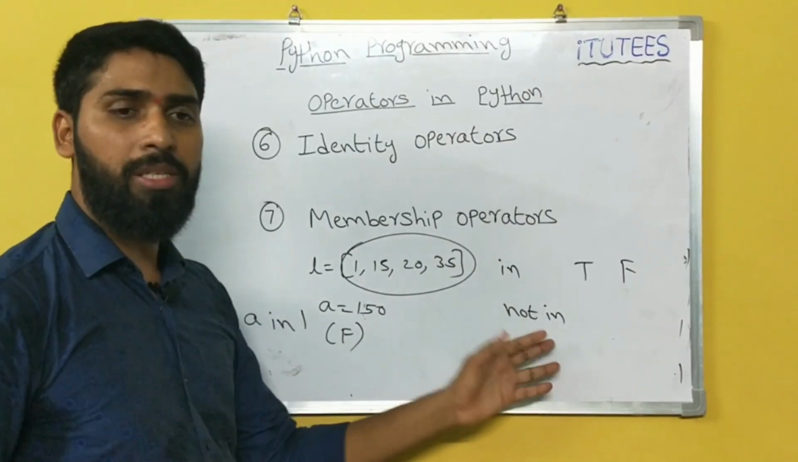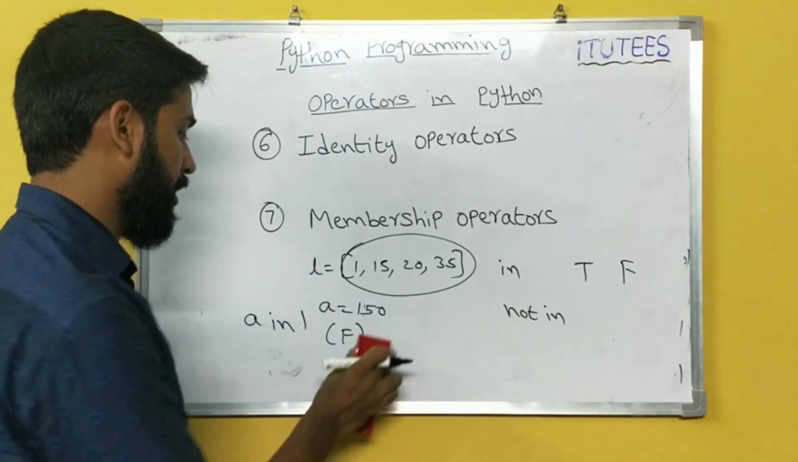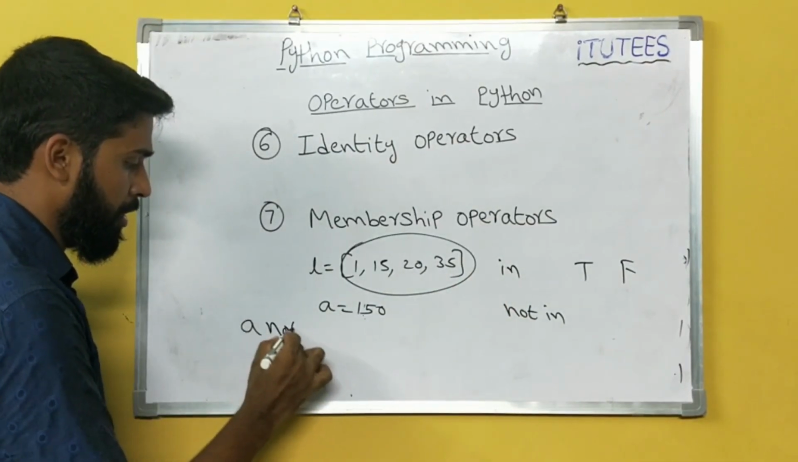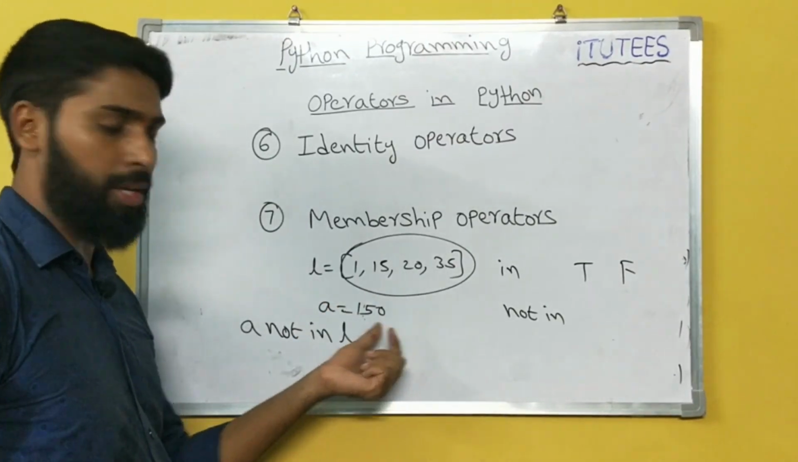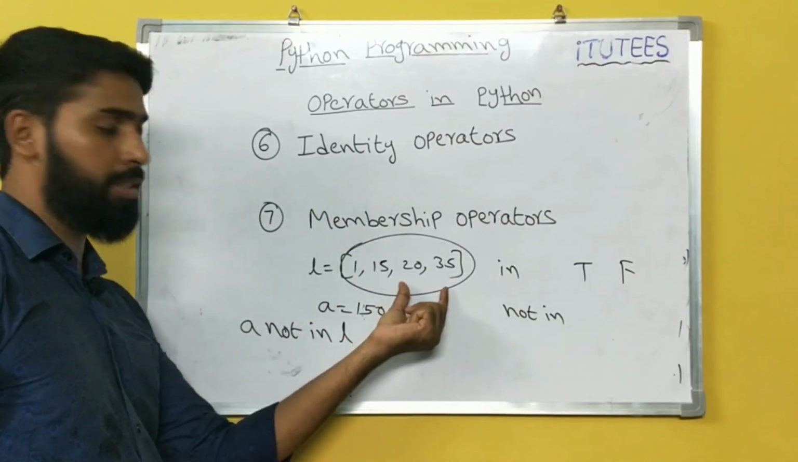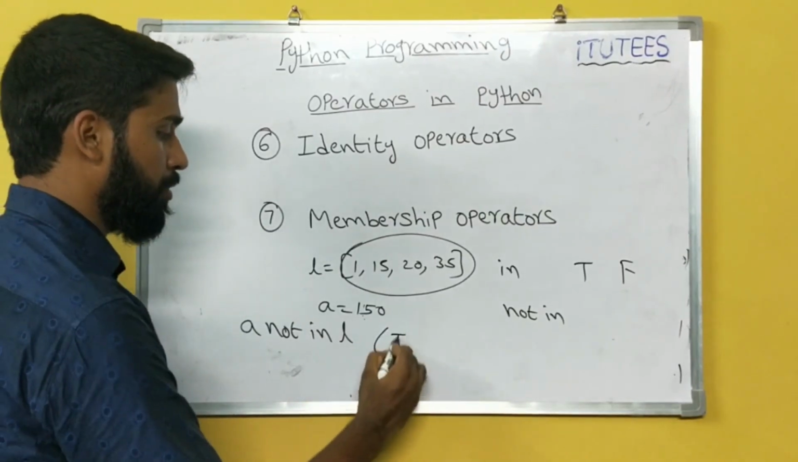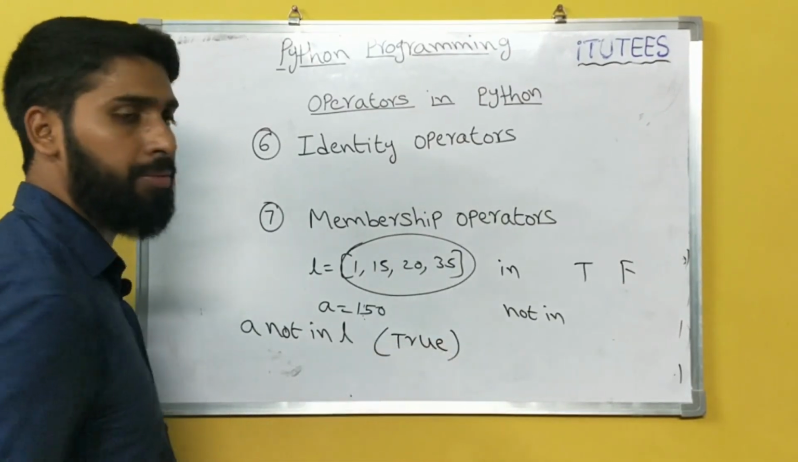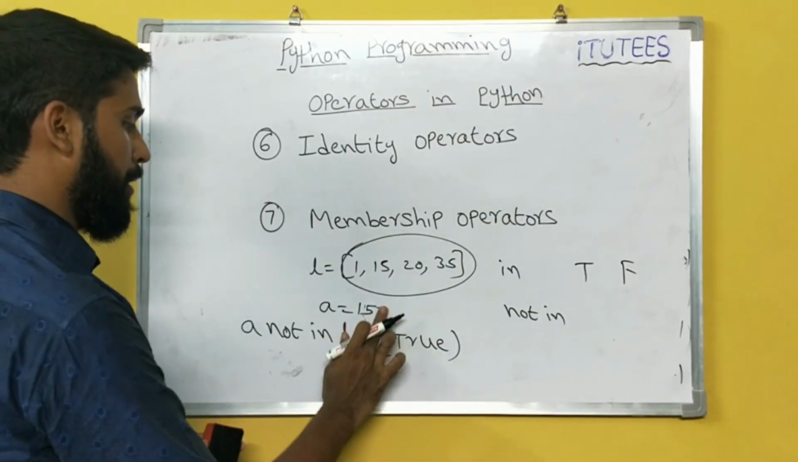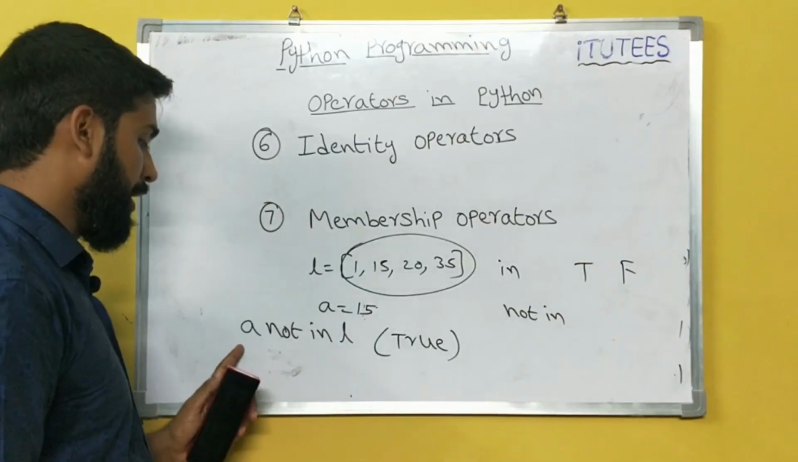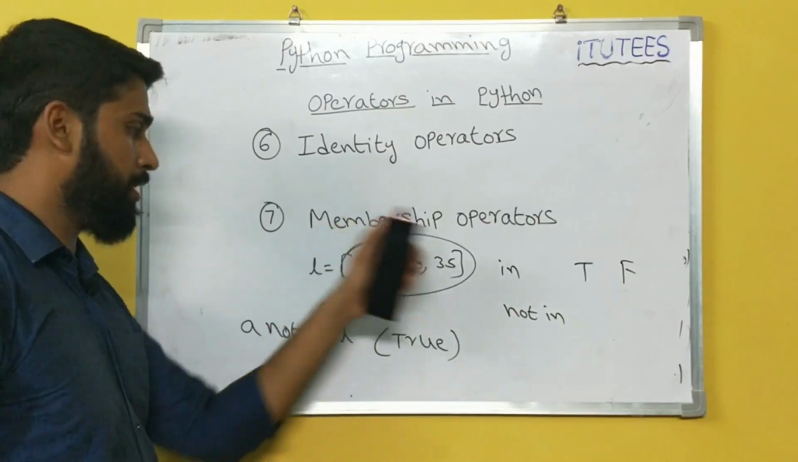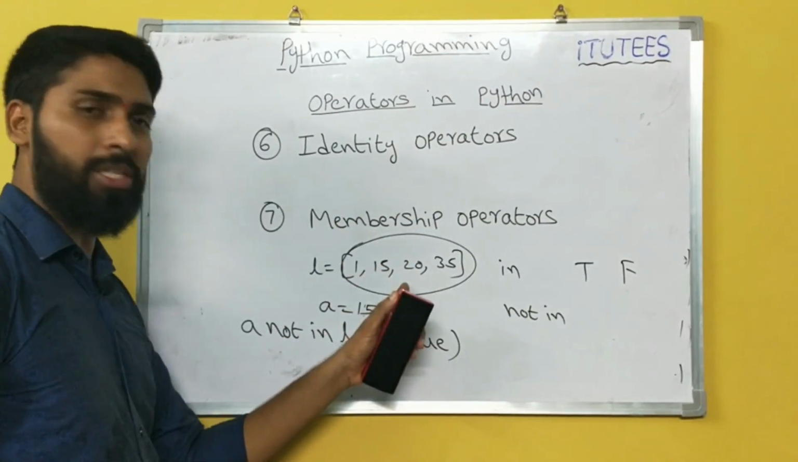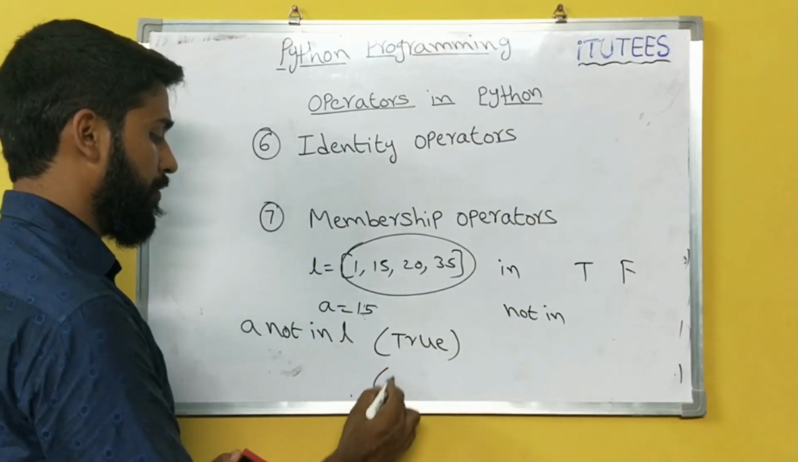And not in is the reverse of in. a not in L. So a equals 150, and 150 is not in this L. Yes, it is true. For example, I am giving 15. a not in L, but 15 is in L. So this is the object, and 15 is in this object, so it returns false.